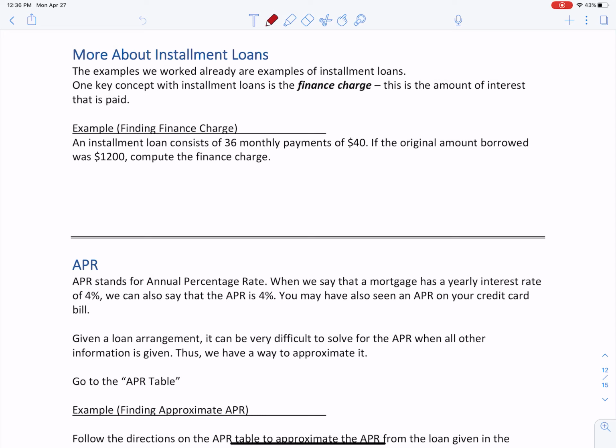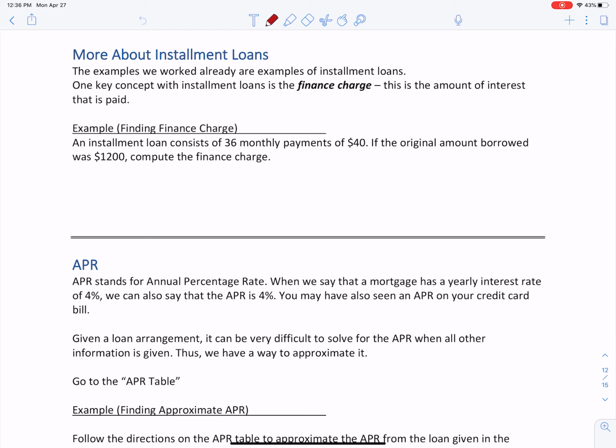Thank you for watching, and what we're going to look at is some other aspects of installment loans. More particularly, the goal is going to be to figure out the annual percentage rate, or what we call the APR. It's usually given to us when we're trying to calculate loan amounts and whatnot, but sometimes we don't know what it is. We only know how much we're paying back and how much we're borrowing. So since it's very difficult to find this annual percentage rate, we're going to learn how to approximate it by using a table. So that's going to be our eventual goal.